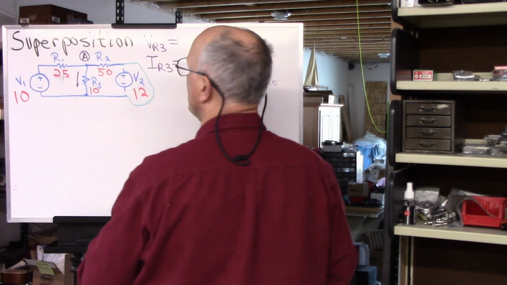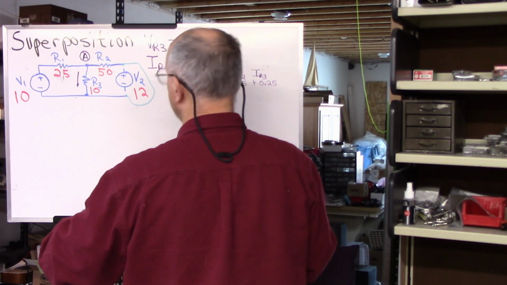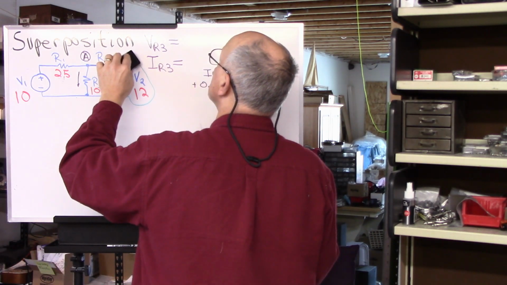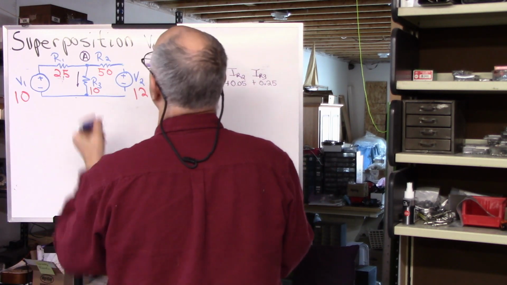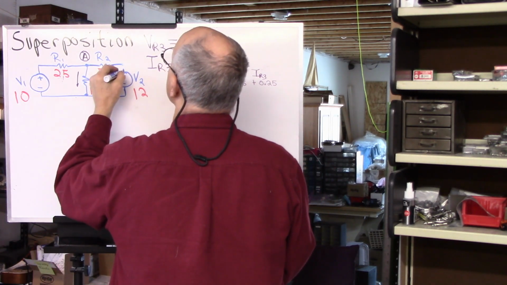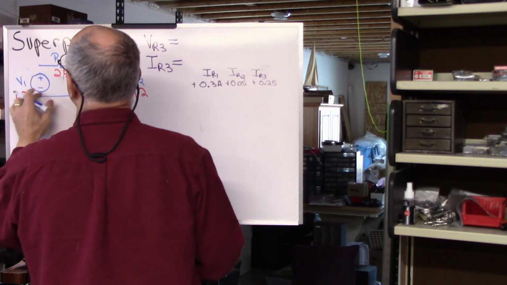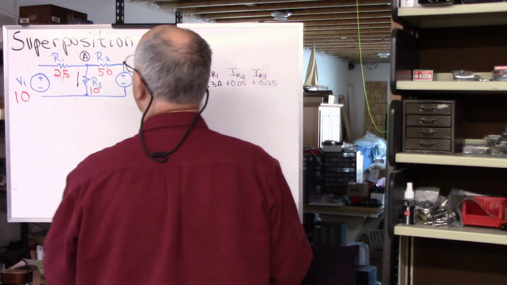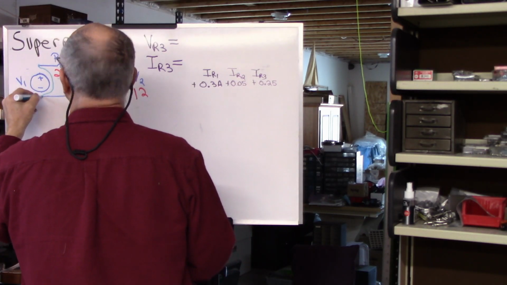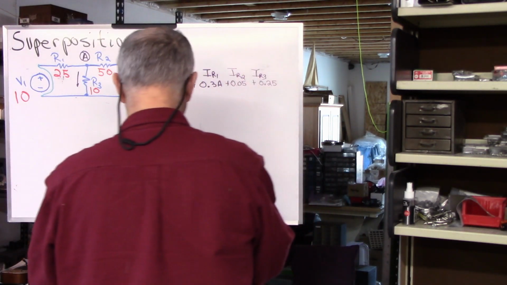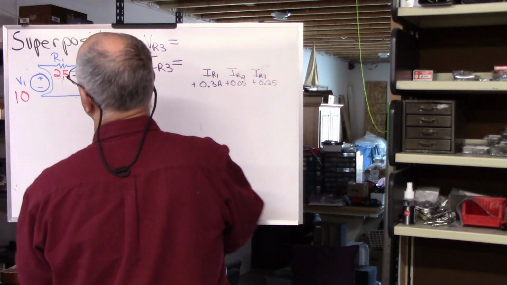Step 2, we turn this source back on again, which means we get rid of this short. It's turned back on again. And we're going to disconnect this one. So that means now we have a short across here. Now we have a different circuit to look at.